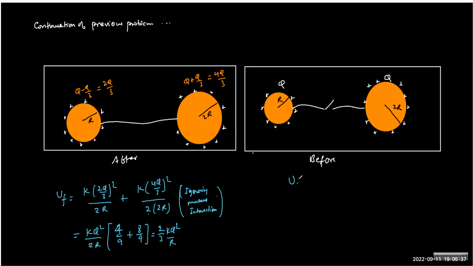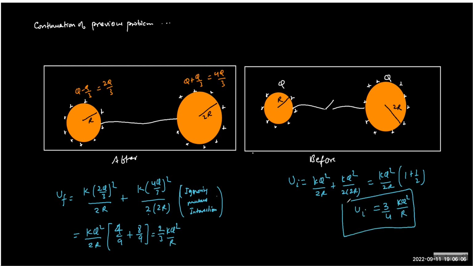And what was the initial value? Do the same trick. KQ square by 2R plus KQ square by 2 of 2R. You can take common, and this is 1 plus 1 by 2, which is 3 by 2. So this is 3 by 4. Am I correct?